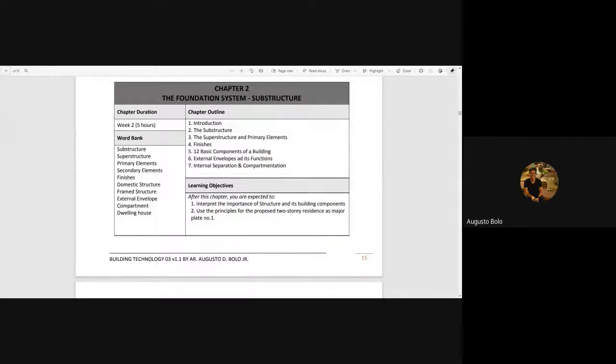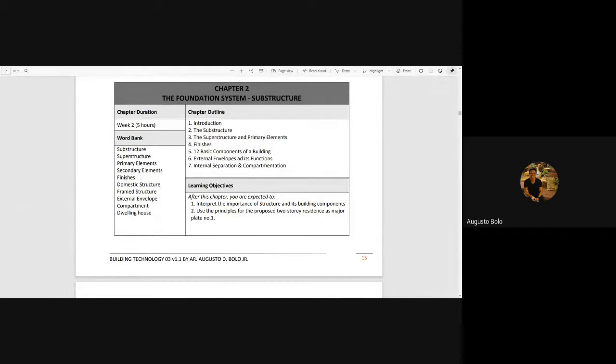The parts of the substructure, the superstructure, what are the elements of the core house, ano yung part ng ating building system. So along with this one, our goal is to discuss the 12 basic components of a building. Of course, the external envelope and its functions, along with the internal separations and compartmentation. Okay? So, yun.